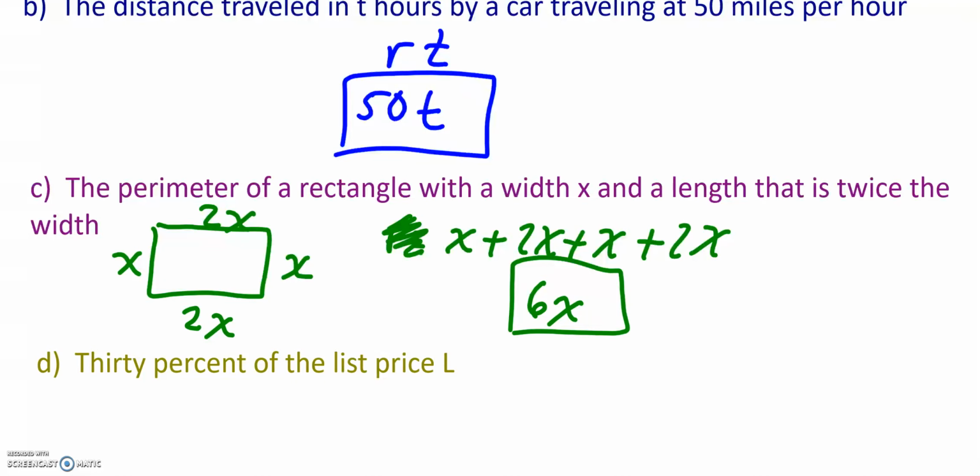Last but not least on this page, we want an expression that's 30% of the list price. Of, to me, remember from earlier, means multiplication. Now, if we wanted to change this percent to a decimal, we move the decimal over twice to the left, so the expression would be 0.30L.